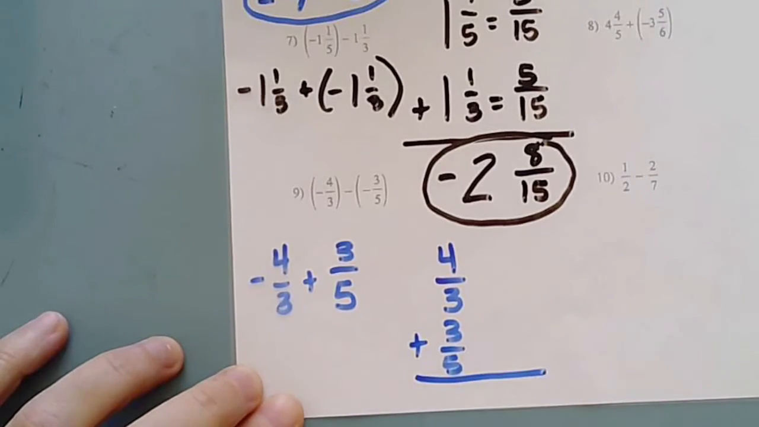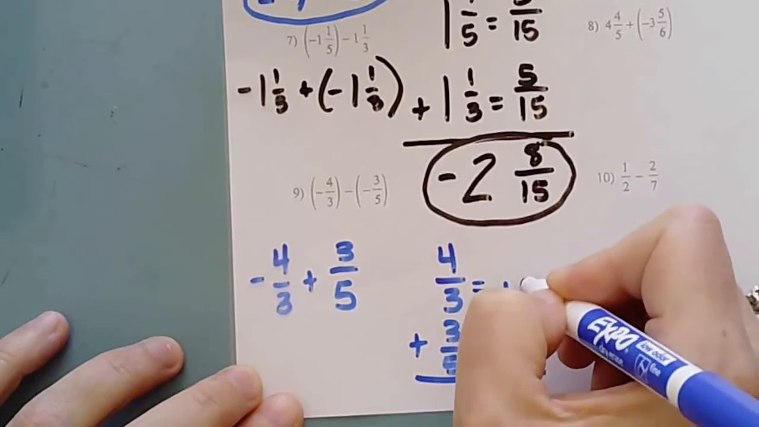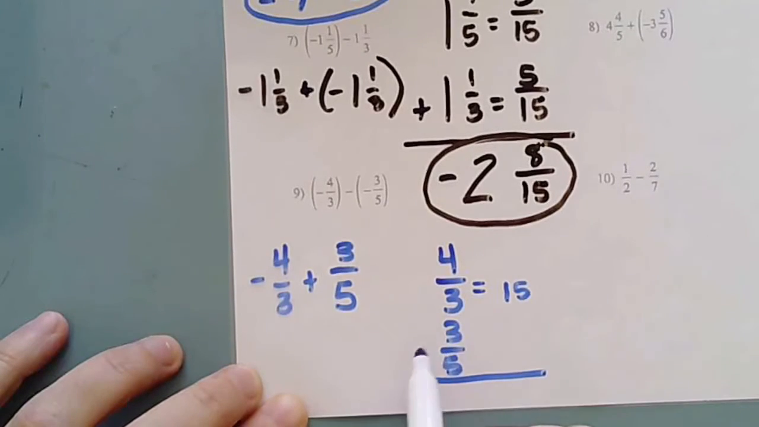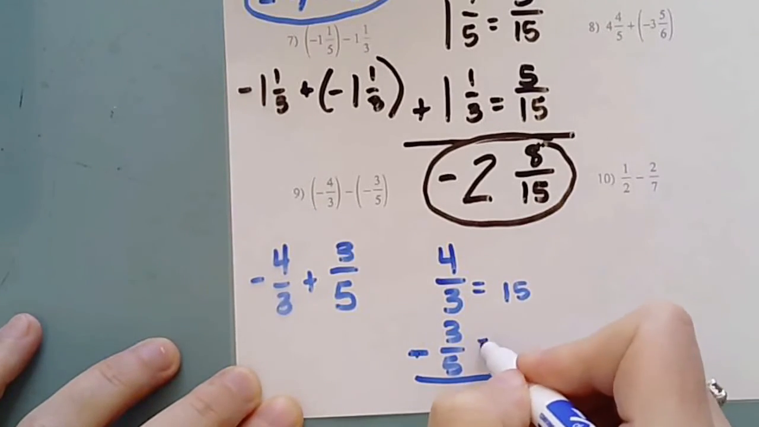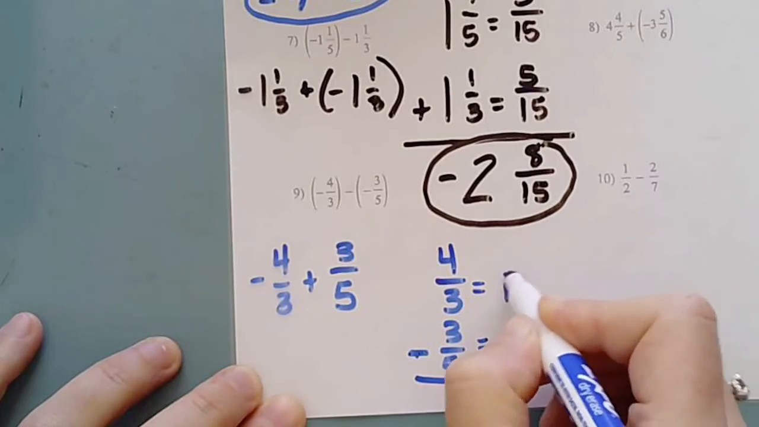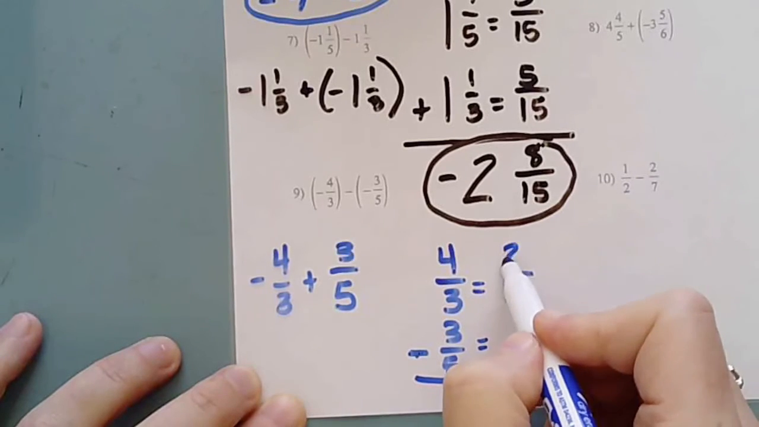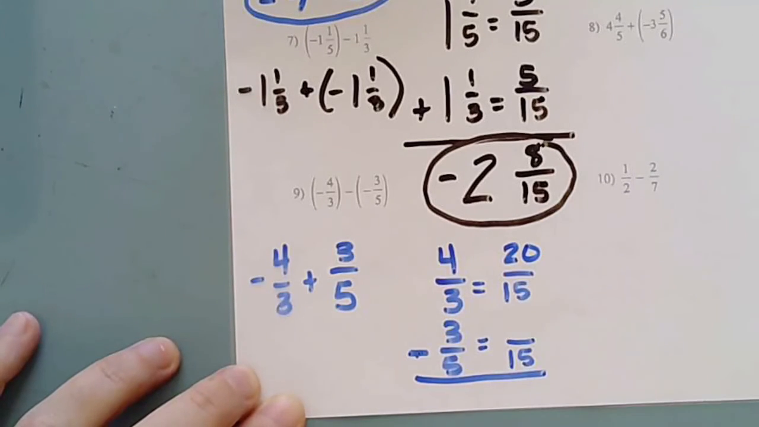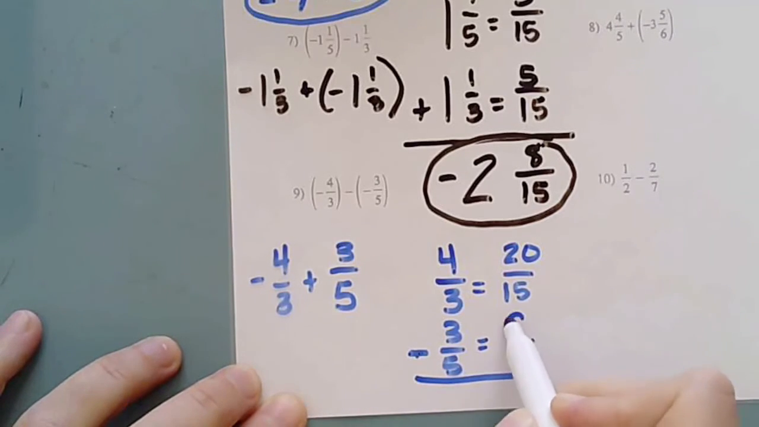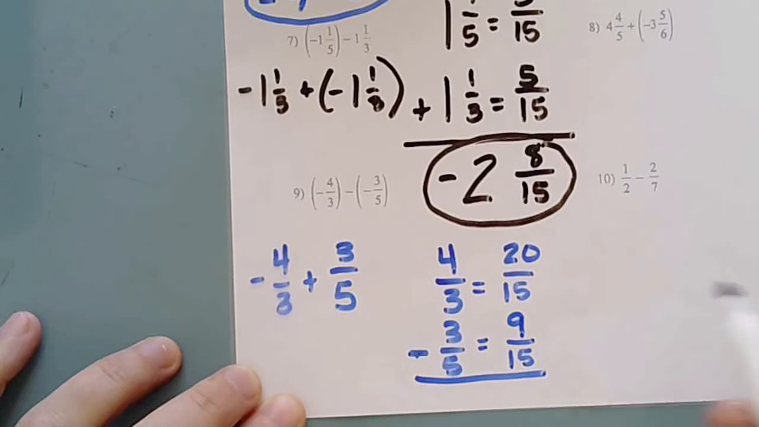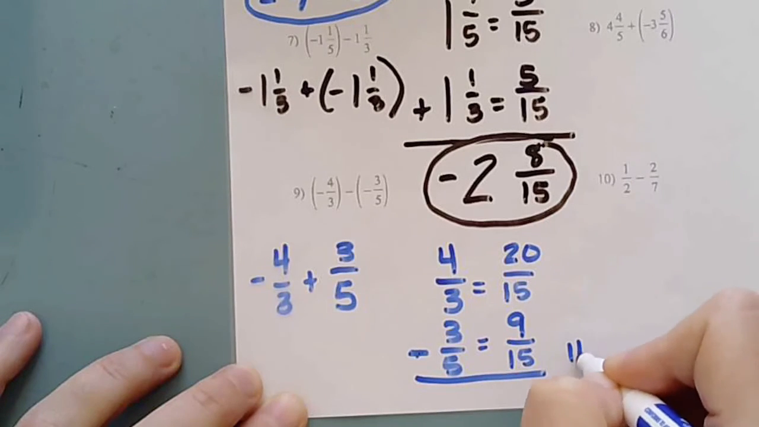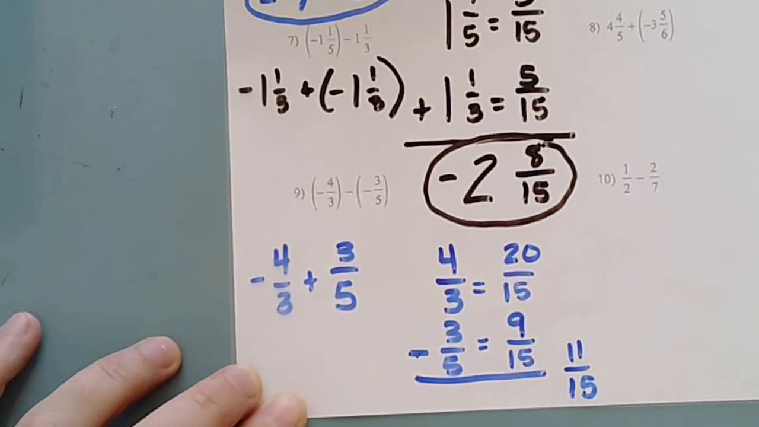And again, I need to find a common denominator. Well, good thing I did that in the last problem because I know it's 15. And I'm sorry, this should say minus. Same process. 3 times 5 is 15. 4 times 5 is 20. So 4/3 is equivalent to 20/15. 5 times 3 is 15. 3 times 3 is 9. Now I can subtract. 20/15 minus 9/15 is 11/15.